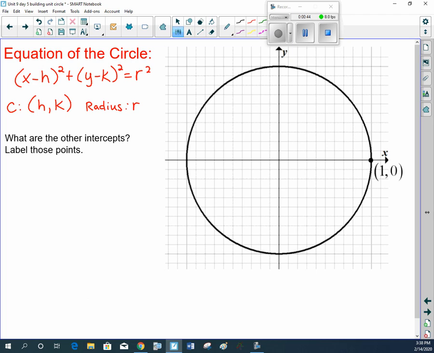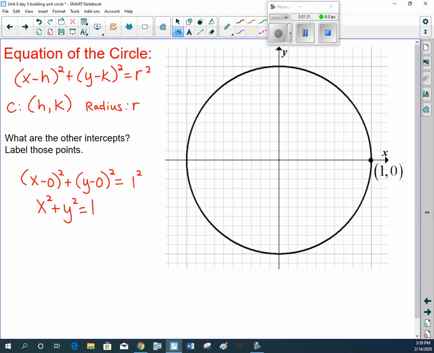Now, for this particular equation, we are going to use a radius of 1. That's why we're going to call it the unit circle, because its radius is going to be 1 unit. And the center is going to be at the origin, which is (0, 0). So if we plug that in, we're going to have (x - 0)² + (y - 0)² = 1². Well, we don't need all of these zeros, so basically the equation that we're working with is x² + y² = 1. So that's the equation of the unit circle.